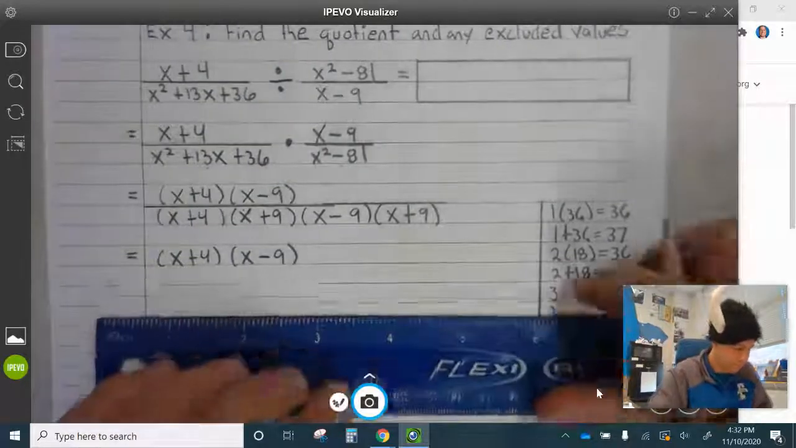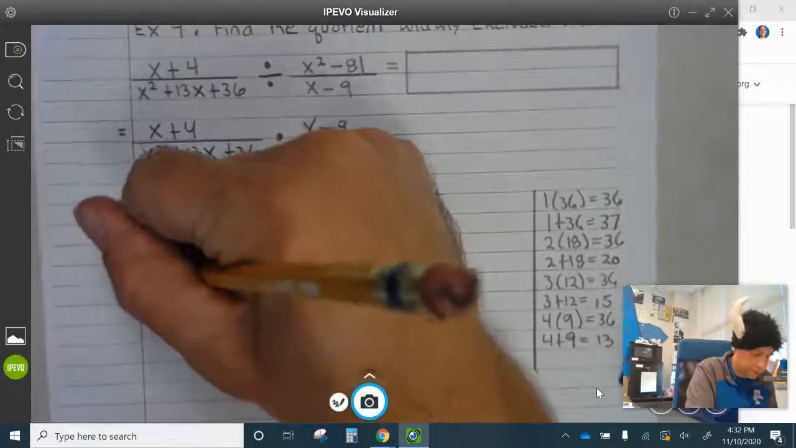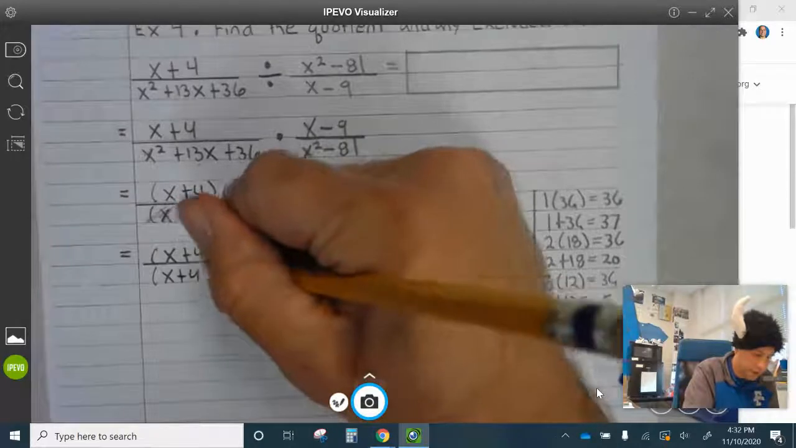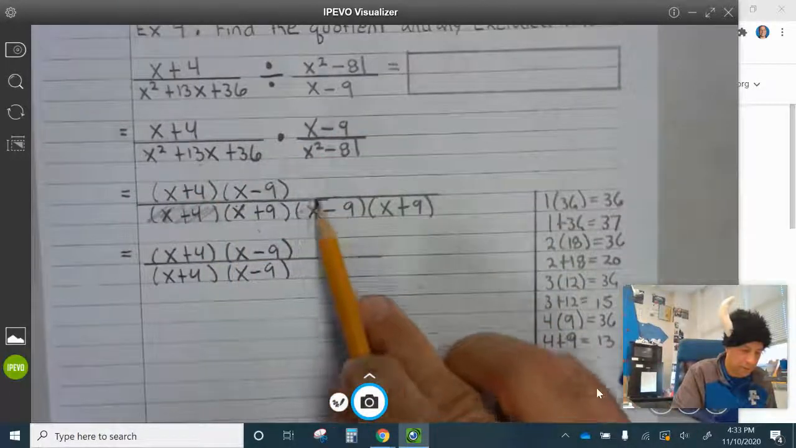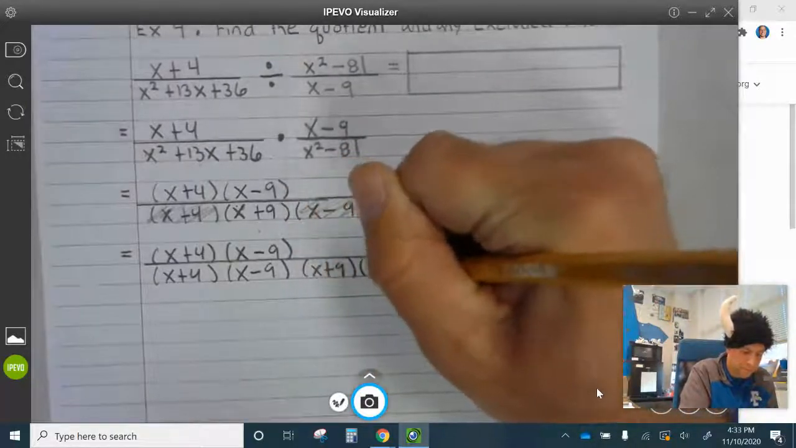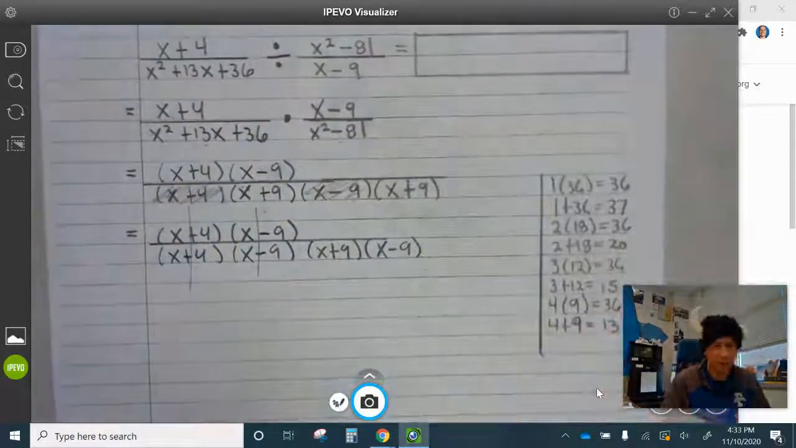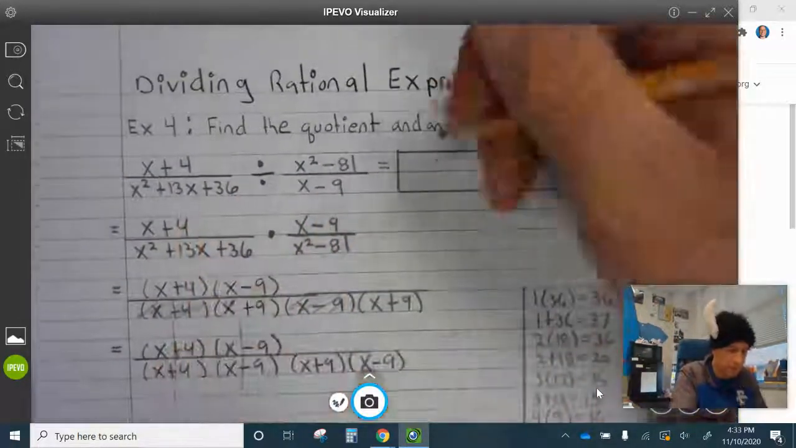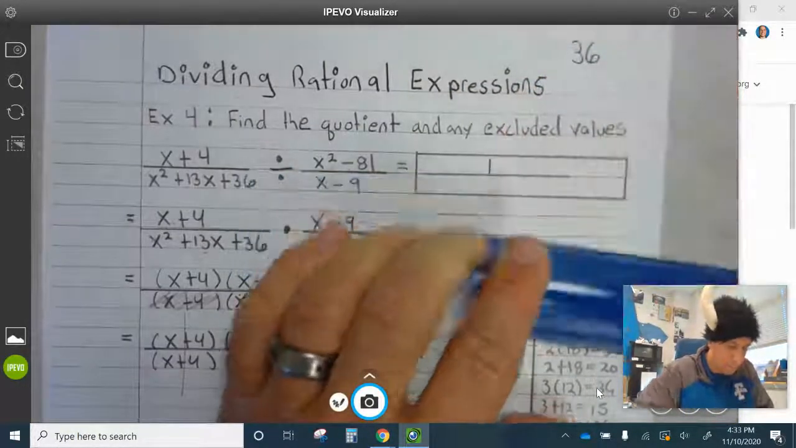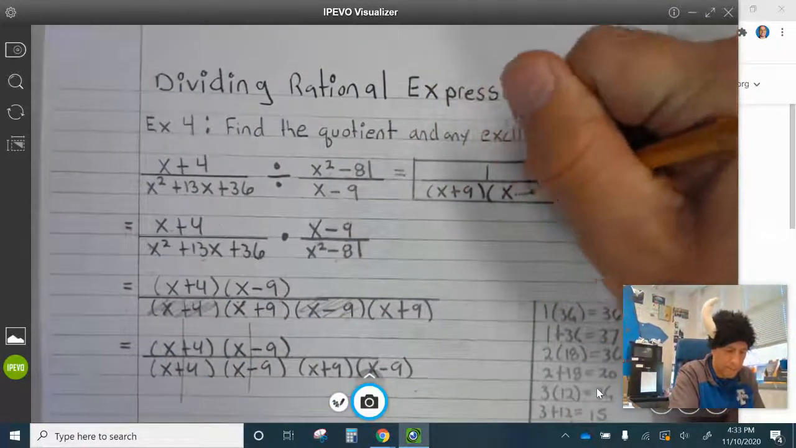Okay. Now we need an x plus 4. Well, we have one right there, so it's x plus 4. So we're done with that. We need an x minus 9. We have that, so x minus 9, so we're done with that. And then we have x plus 9, x minus 9. Okay? So this divides and becomes 1, that divides and becomes 1. So we're left with 1 divided by x plus 9, x minus 9.